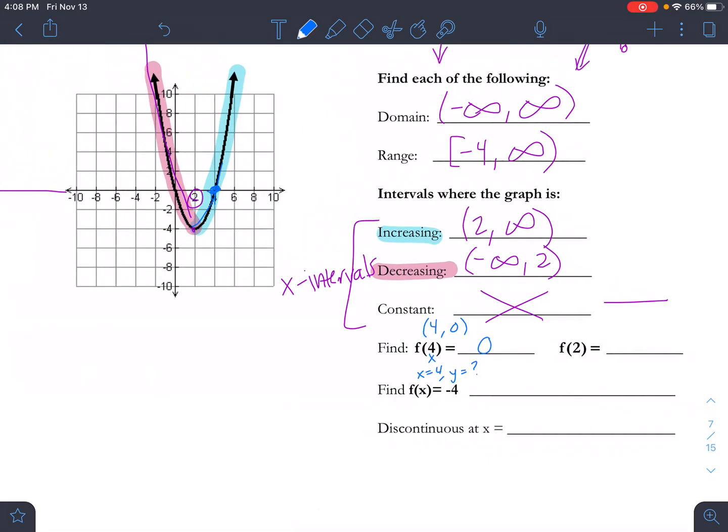How about f of 2? F of 2, if I scan over to 2, I drop down here. F of 2 would be -4. Okay, and again, this represents the point 2, -4.